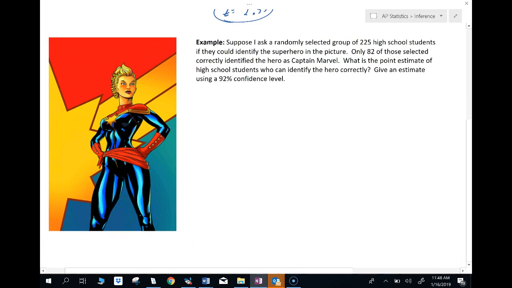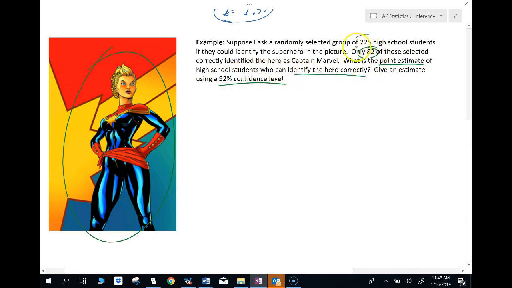So suppose I take a randomly sampled group here. You can read the problem on your own, fast forward if you want. But who's that? Captain Marvel, of course. So I'm going to make a 92% confidence level. First question, what is the point estimate of the high school students who can identify this hero correctly?